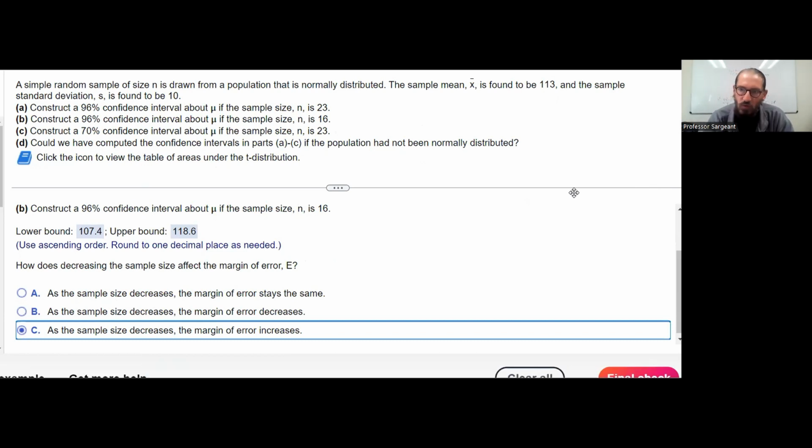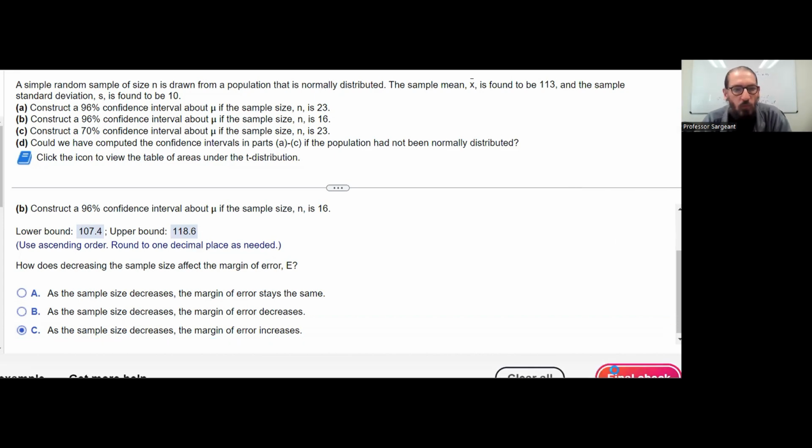Now, usually that goes the other direction. We're talking about having a smaller margin of error most of the time. That's the goal of a statistician. So you would increase the sample size to decrease the margin of error. Notice there's only one check on that.